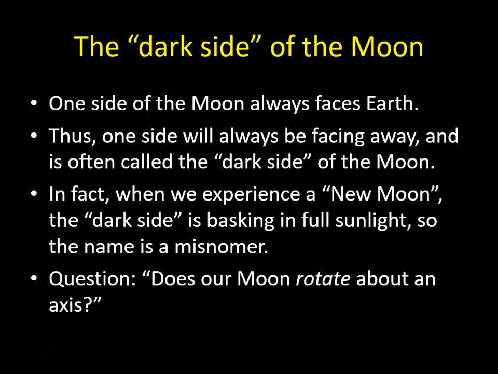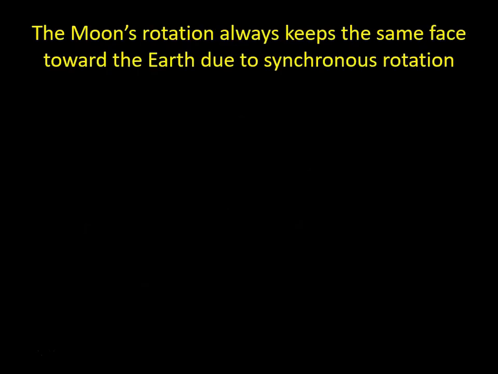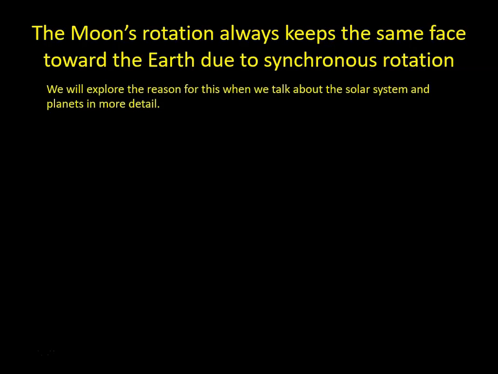So hopefully you've thought about the question of whether our moon rotates about an axis. So the answer is yes, our moon does rotate about an axis. If it didn't rotate about an axis, if it didn't rotate at all, we would not always see the same face. In other words, what's actually going on is our moon has exactly the same rotational period as it takes to orbit around Earth. Its rotational period and orbital period are the same.